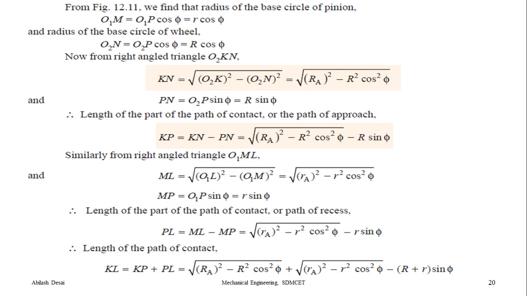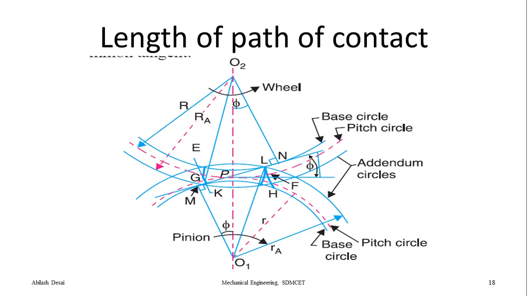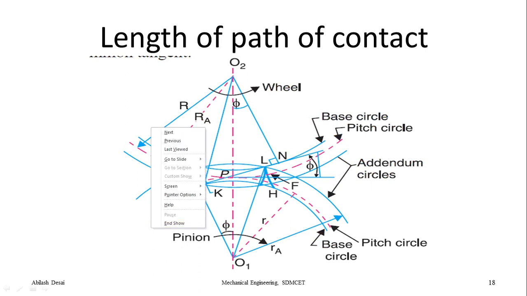Finally, the length of path of contact will be the addition of the path of approach and the path of recess, that is KP plus PL, the total length KL. So adding both, you get this entire term. This is the length of path of contact. Finally, what we need is K to L, that is the path of contact.